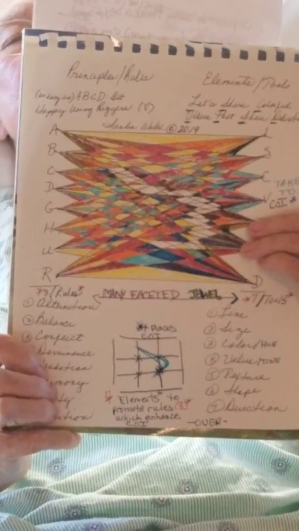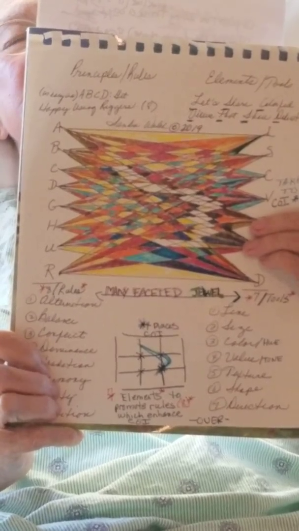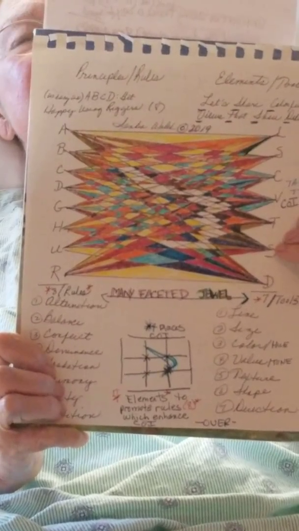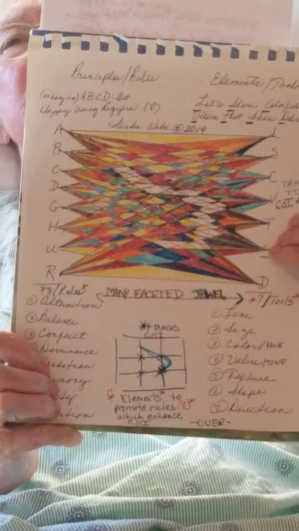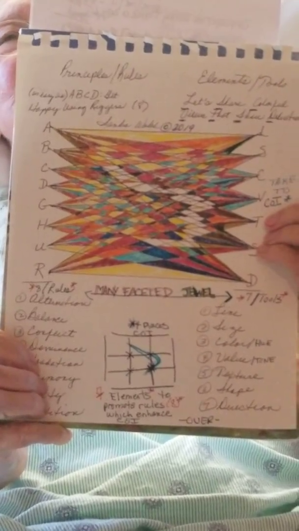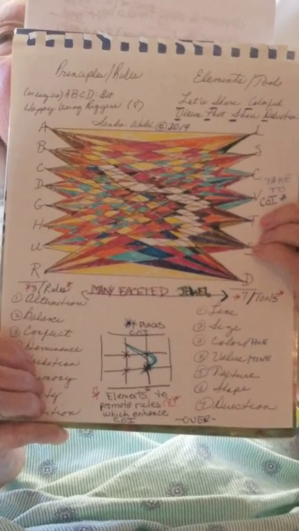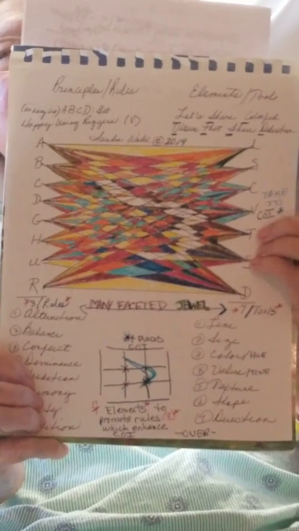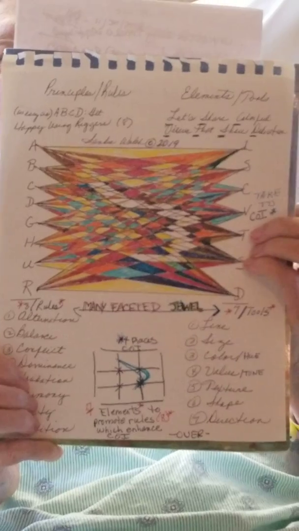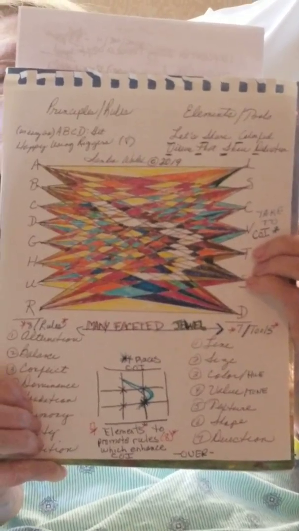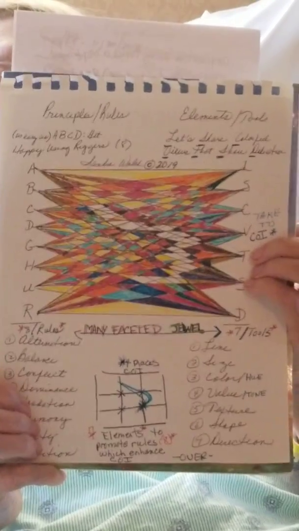The A stands for the principle of alternation. B stands for the principle of balance. C stands for the principle of conflict. D stands for the principle of dominance. G stands for the principle of gradation. H stands for the principle of harmony. U stands for the principle of unity, and rigors stands for the principle. R stands for the principle of repetition.